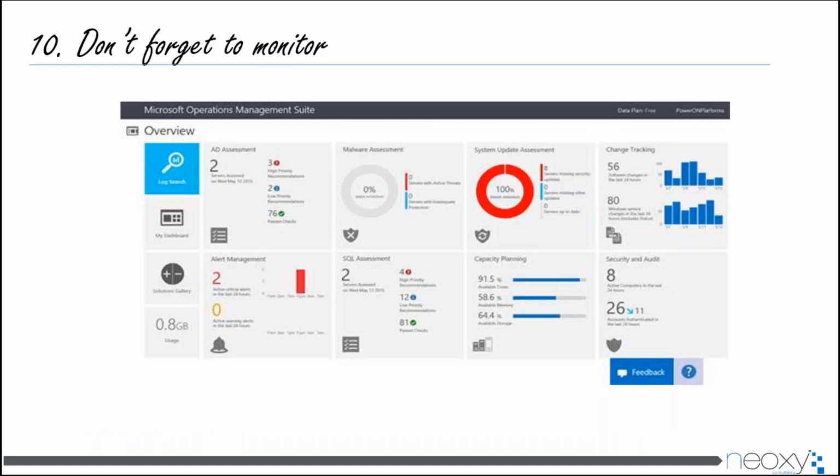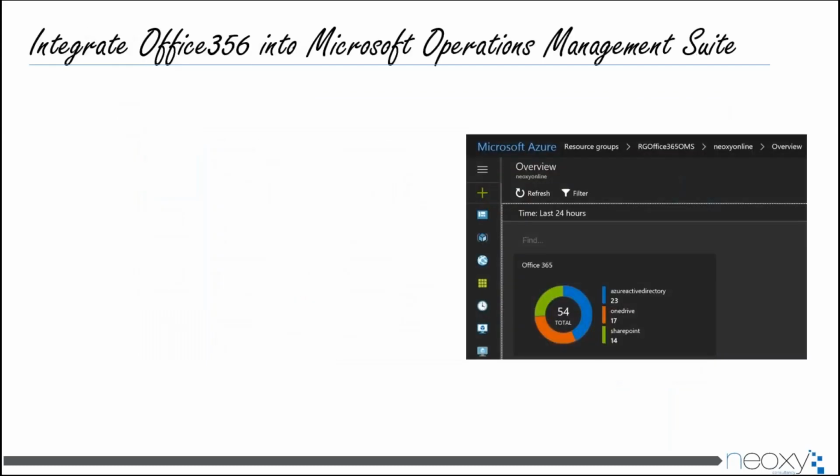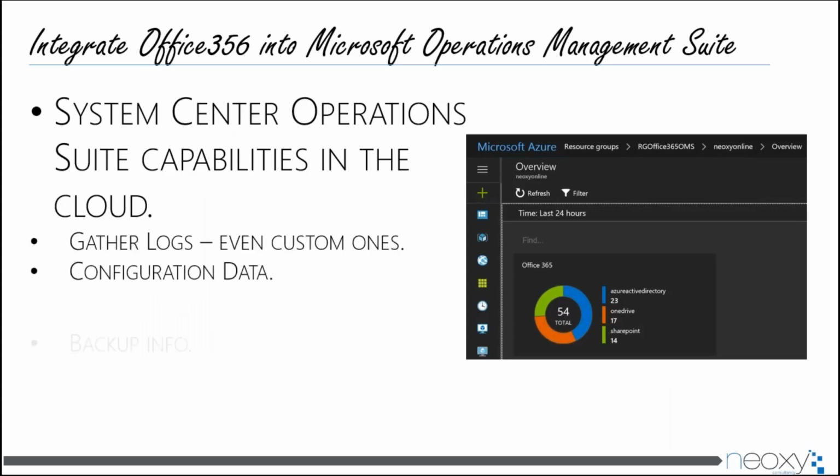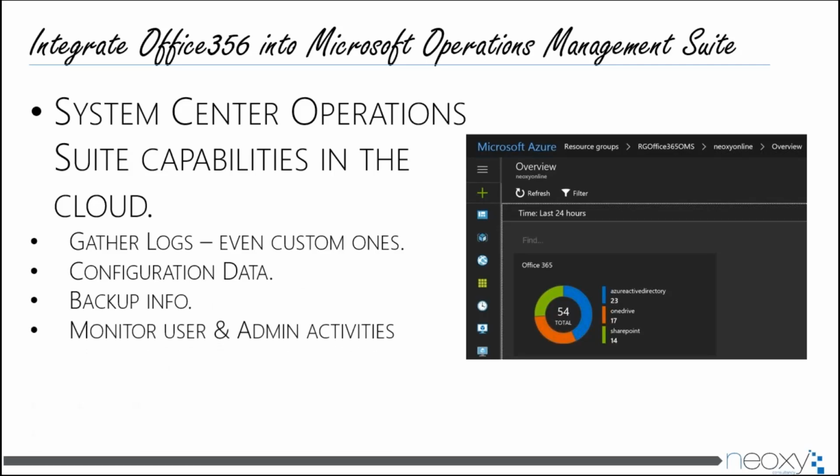The last but not the least for being productive is monitoring. It's extremely important to monitor because you can build stuff, but you need to have interaction with your users to know if they're doing things well. The first thing I can give you as an example is the System Center Operations Suite in the cloud. You can get logs, configuration data, backup information, monitoring activities, and availability. You can build your digital workplace in Office 365 and check how it goes with SCOM online.